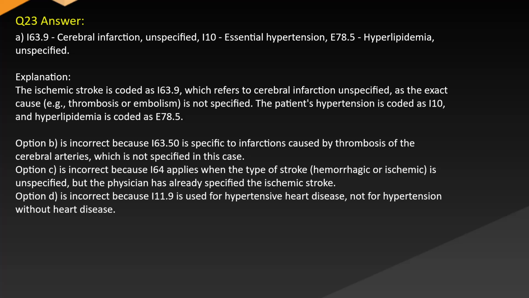Option B is incorrect because I63.50 is specific to infarctions caused by thrombosis of the cerebral arteries, which is not specified in this case. Option C is incorrect because I64 applies when the type of stroke, hemorrhagic or ischemic, is unspecified, but the physician has already specified the ischemic stroke. Option D is incorrect because I11.9 is used for hypertensive heart disease, not for hypertension without heart disease.